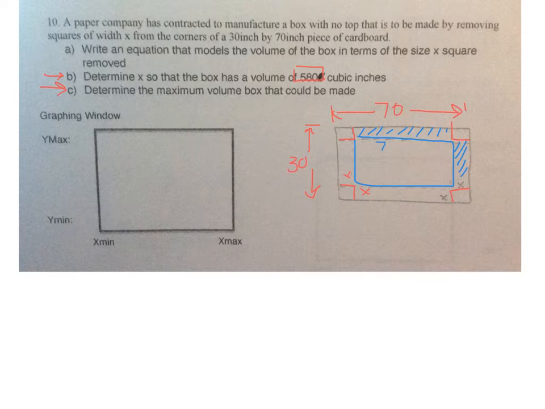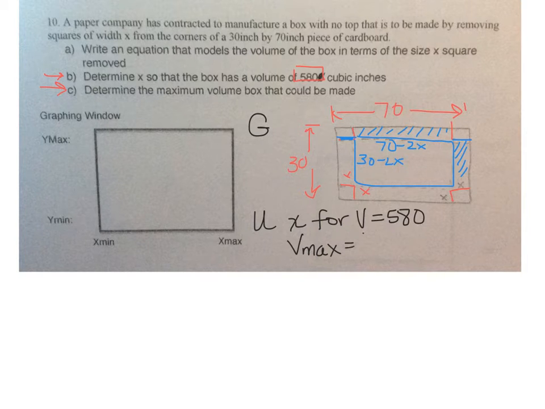So if we look at the dimensions, we have 70 minus 2x because we're going to cut off those two x pieces. And then the width of it is 30 minus 2x. And the height, when you fold it up, the height is going to be x. So we have our given. The unknown is x, so that the volume is equal to 580. And the maximum volume we can make. So there's two different questions. And we're going to let x represent the size of that box.